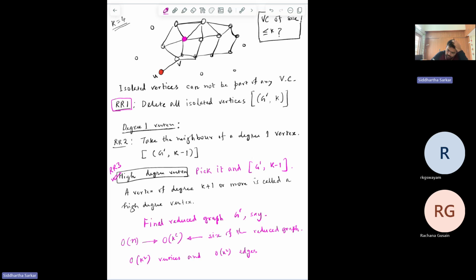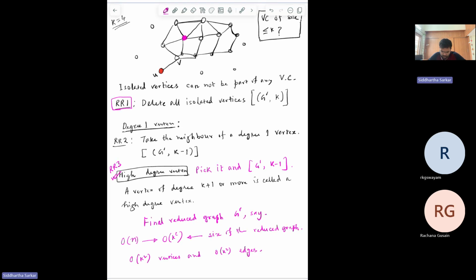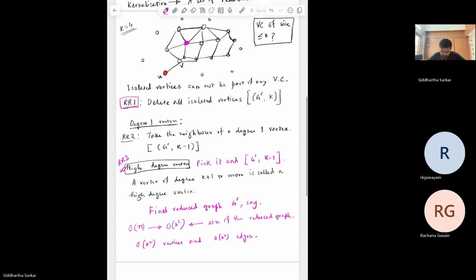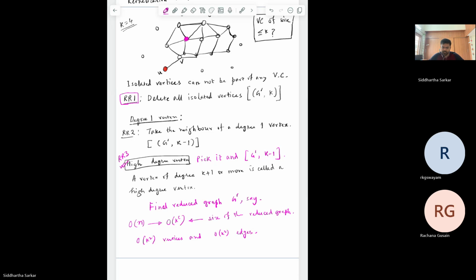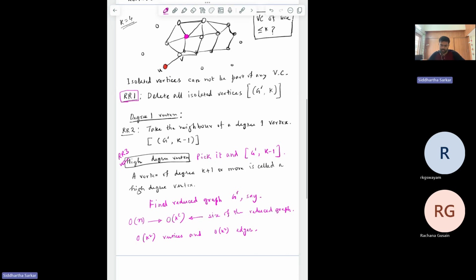Then how shall we solve the vertex cover problem on the original graph? First, we will argue how this is true. So suppose that we have been able to manage to show this.